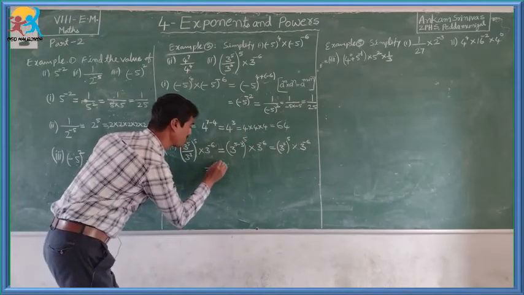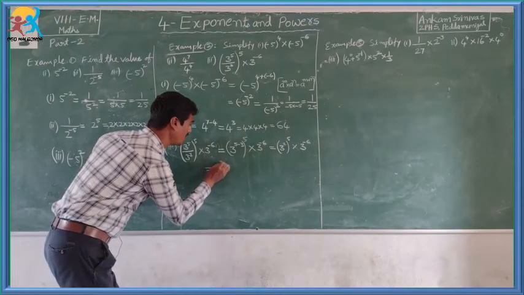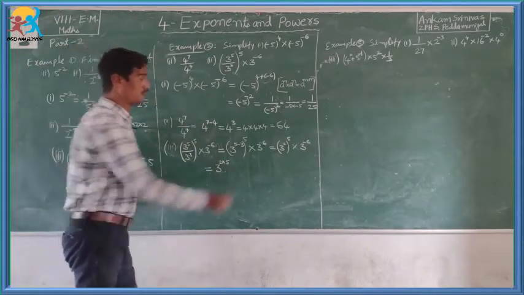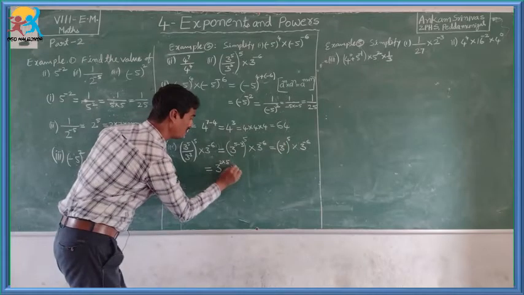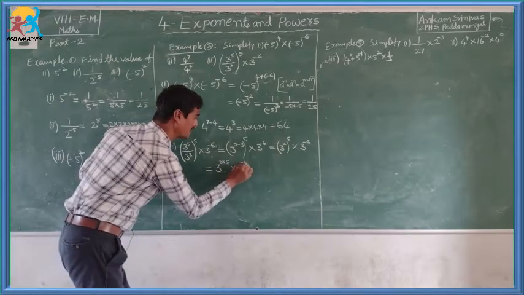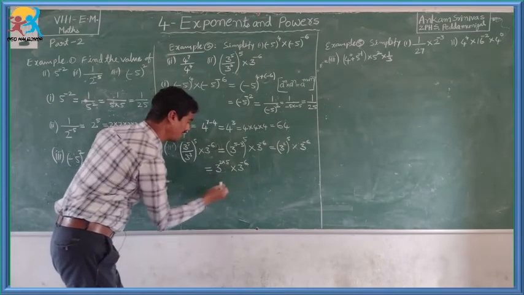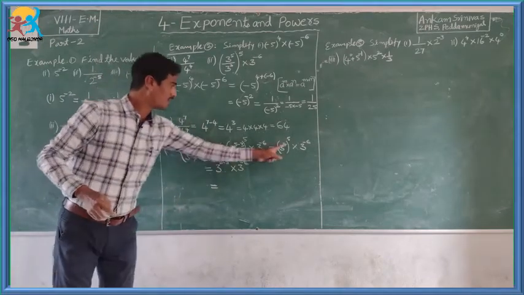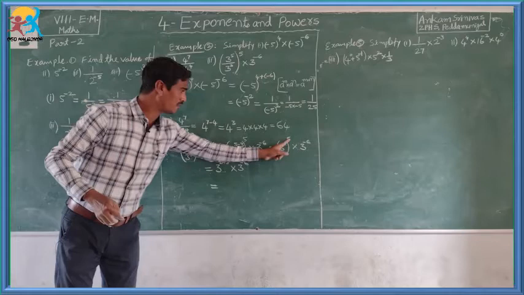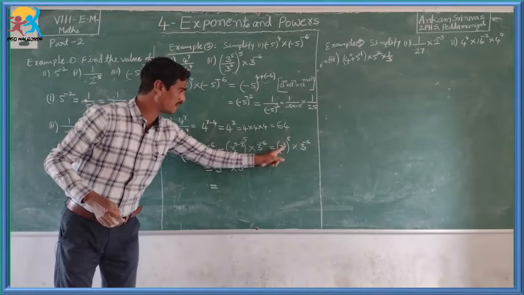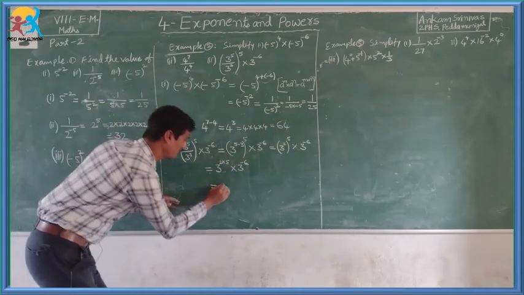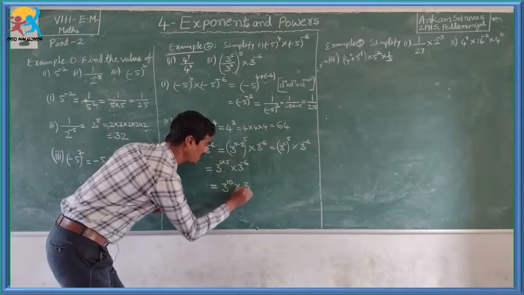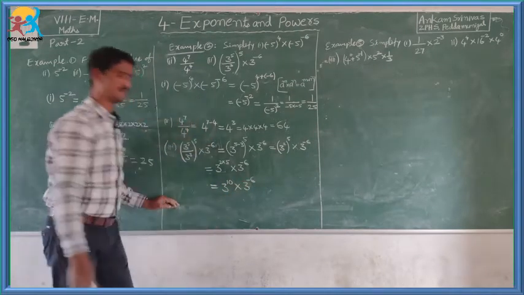3 power 2 into 5, into 3 power minus 6. We know clearly that 3 power 2 whole power 5, the exponent should be multiplication. 2 fives are 10. So 3 power 10 into 3 power minus 6.